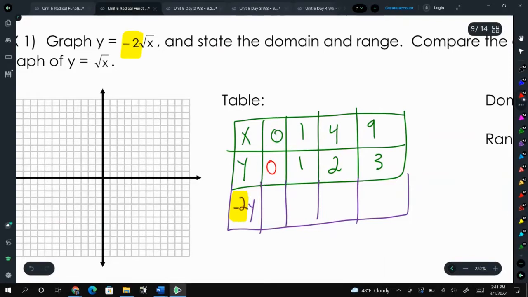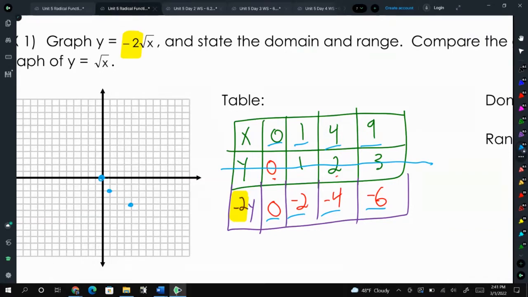Now we're going to multiply all of our y values by negative 2. So 0 times negative 2 is 0. 1 times negative 2 is negative 2. 2 times negative 2 is negative 4. And 3 times negative 2 is negative 6. Now we're going to ignore this middle row, and we're going to plot 0, 0, 1, negative 2, 4, negative 4, and 9, negative 6. So our graph will look like that.